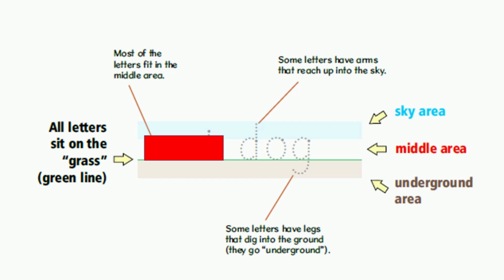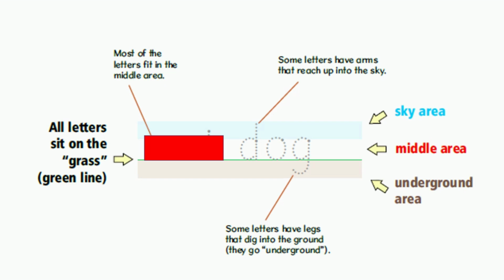As you know already, all the alphabets or the letters in the English language sit on the grass line. So here also D sits on the grass line. But D has an arm, so it reaches the sky line. O doesn't have an arm or a leg, so O fits in the middle area. But D has an arm, so it reaches the sky line.